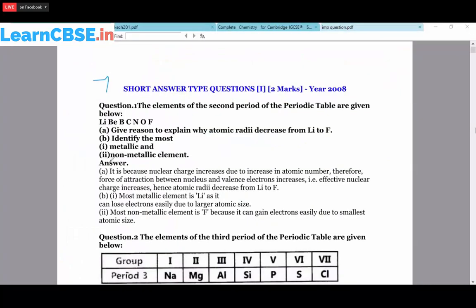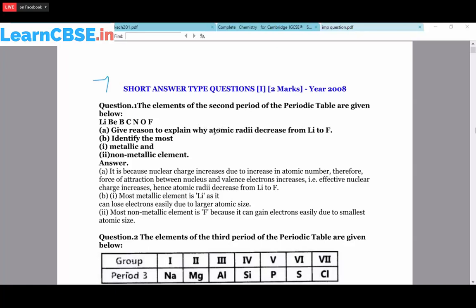Hello. Now, these are questions from periodic classification of the elements. These are all questions from the year 2008 CBSE exam. Question number one: the elements of the second period of the periodic table are given below: lithium, beryllium, boron, carbon, nitrogen, oxygen and fluorine. Give reason to explain why atomic radii decrease from lithium to fluorine.